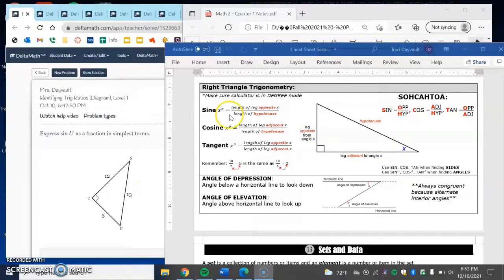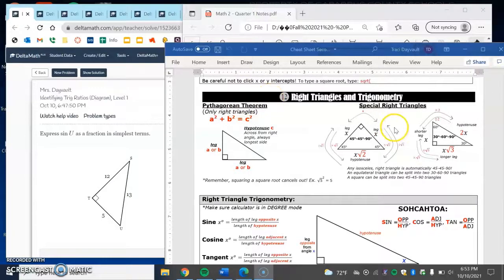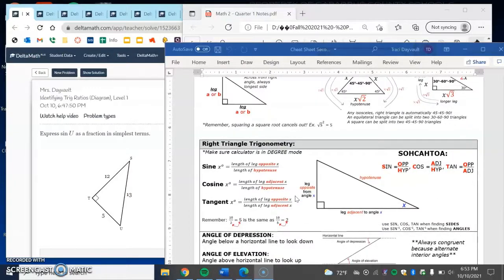Today we're going to continue learning about right triangles. We've looked at the Pythagorean theorem and special right triangles. Now we're going to move on to trigonometry.